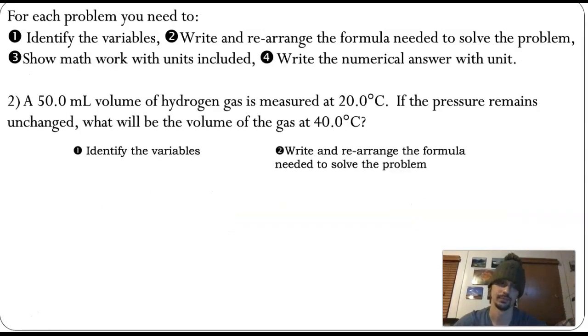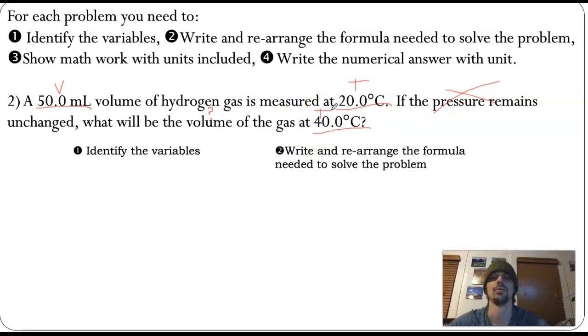That's number 1. All right, number 2, I would take a minute, pause, try to do it on your own, but I'm going to go through it as well. So number 2, I'm identifying my variables. 50 milliliters is a volume. Measured at 20 degrees Celsius, that is a temperature. If the pressure remains constant, so I can ignore pressure. If anything remains constant, you can ignore it. What will the volume be? That's what I'm looking for. So I'm looking for the new volume, okay, at 40 degrees Celsius, which looks like my new temperature.